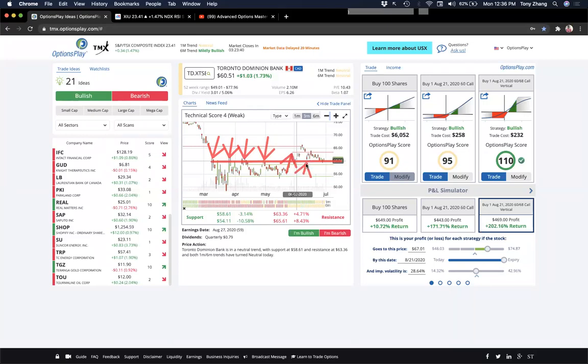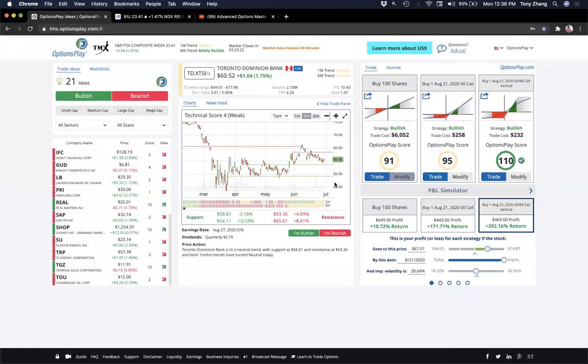And now it's come back to retest this level as support multiple times. The question is whether or not TD can continue to resume its move higher, or it's going to start moving its way back down. Either way, you're at a bit of a pivotal moment here in terms of TD Bank.